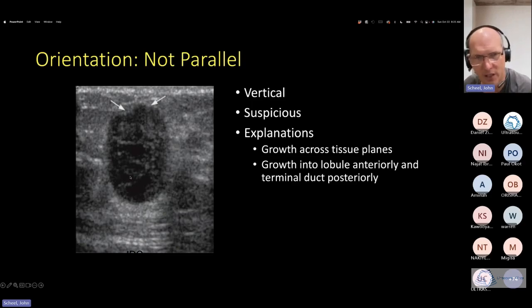So the question comes up, what happens if an oval circumscribed hypoechoic mass is present that's not parallel? Well, if you look at this mass, the margins here are actually not circumscribed. So they have indistinct margins here. And so this mass right here would get a biopsy because of its indistinct margins, and the fact that it's not parallel is irrelevant in this case.